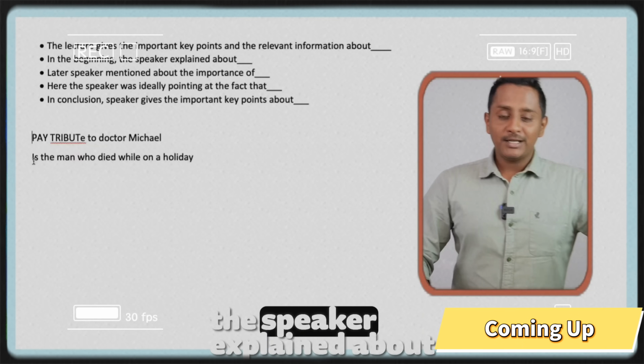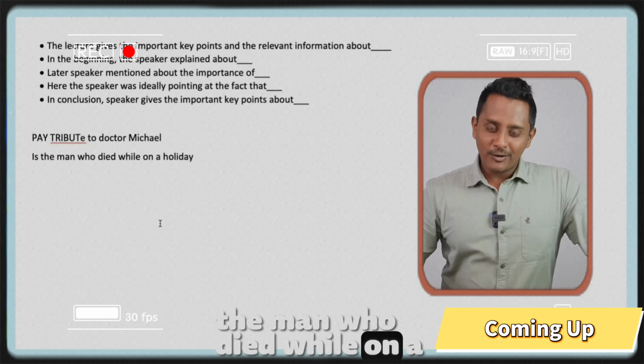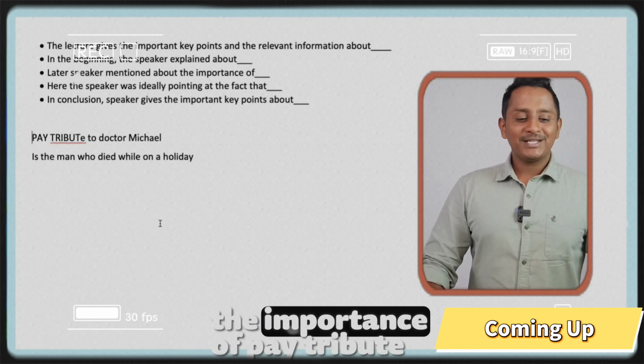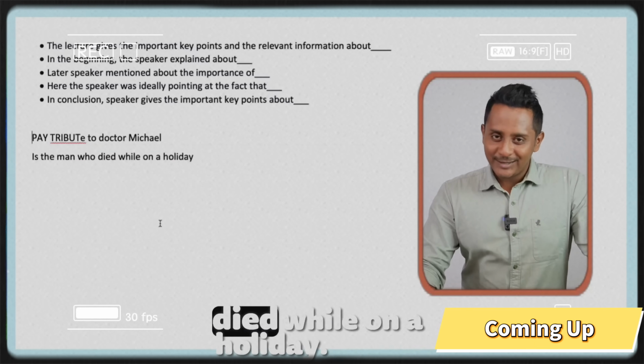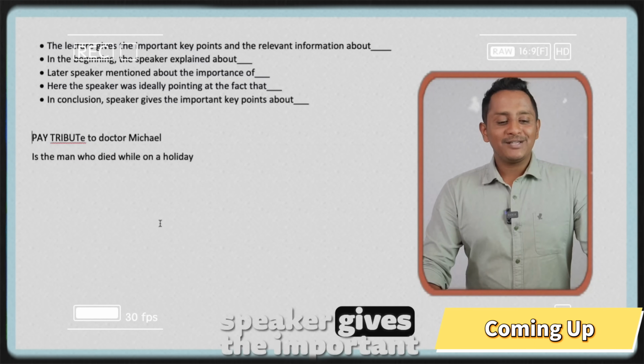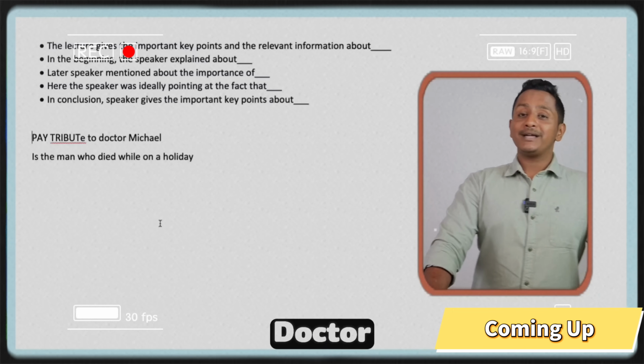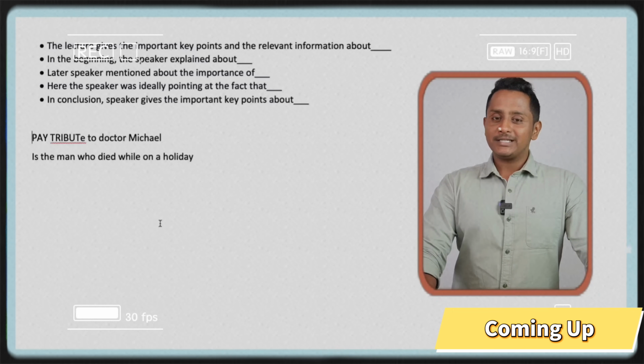Michael. In the beginning, the speaker explained about is the man who died while on a holiday. Later, speaker mentioned about the importance of paid tribute to Dr. Michael. Here, the speaker was ideally pointing at the fact that is the man who died while on a holiday. In conclusion, speaker gives the important key points about paid tribute to Dr. Michael and is the man who died while on a holiday.